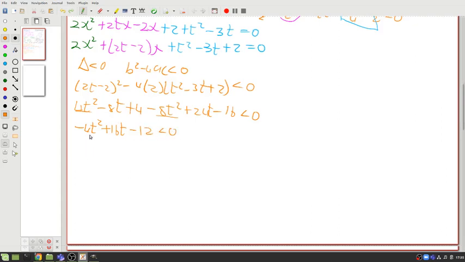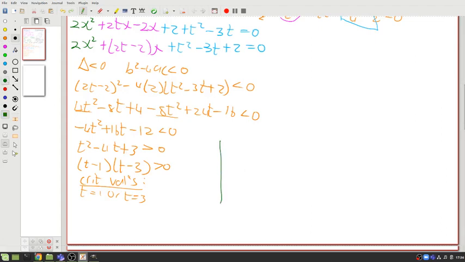To simplify this a bit, I'm just going to divide everything by negative 4. So we have t squared minus 4t, forgot the plus, plus 3. But since we divided by a negative, we have to change that sign around. Finally, we're getting close to the end here. We can factorize this into t minus 1 and t minus 3 greater than 0. So now we have our critical values: t equals 1 or t equals 3. And now we have to draw a graph, a little parabola.